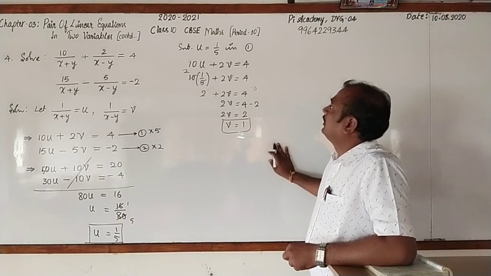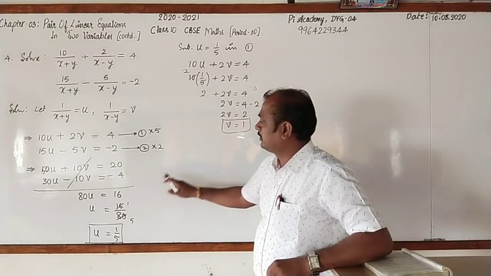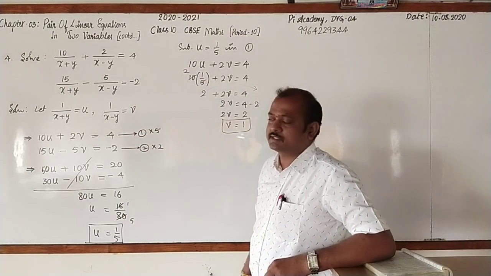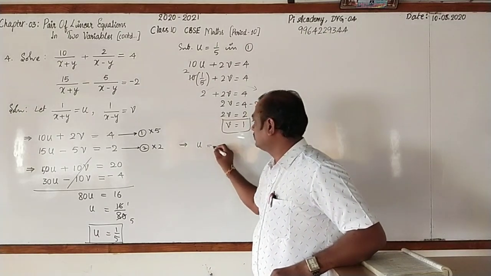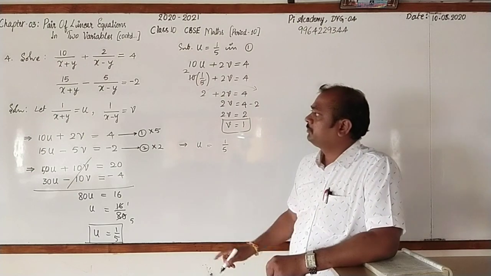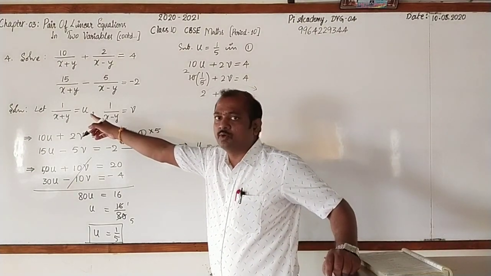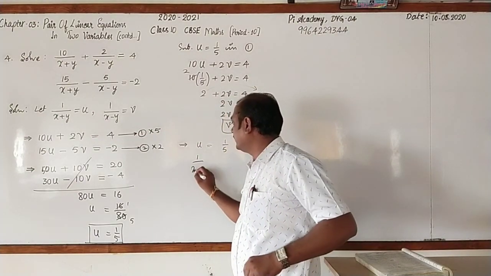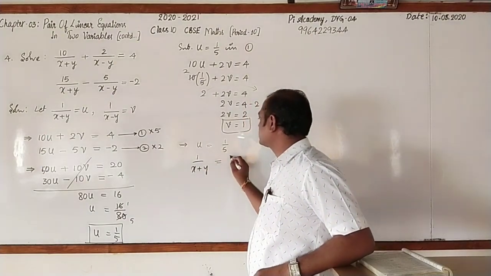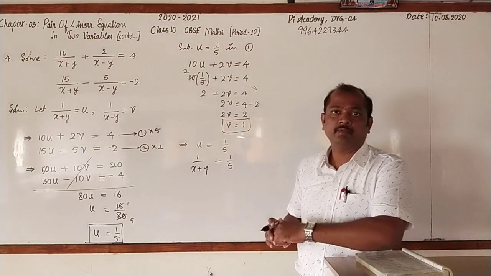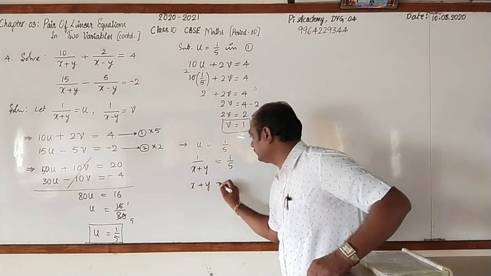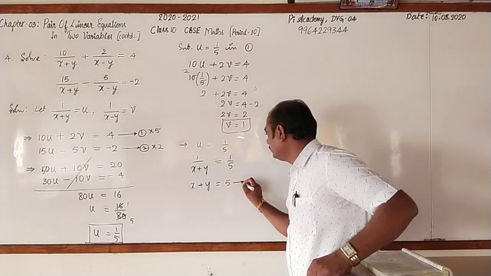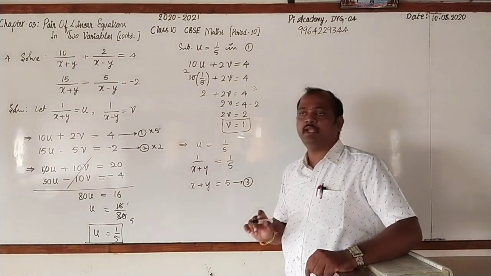Now, let us go for finding the values of x and y. And you all know that U is 1 by 5. But what has been taken as U? It is 1 by x plus y. This is equal to 1 by 5. Cross multiply, you will get x plus y is equal to 5. You may call it as equation 3.